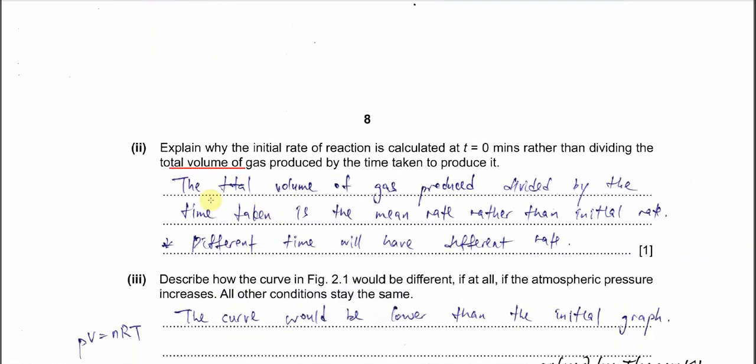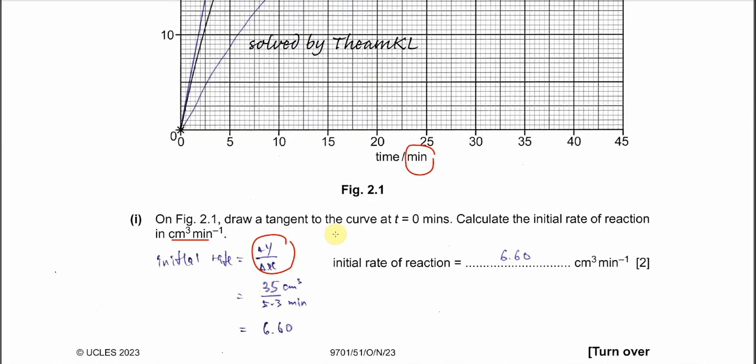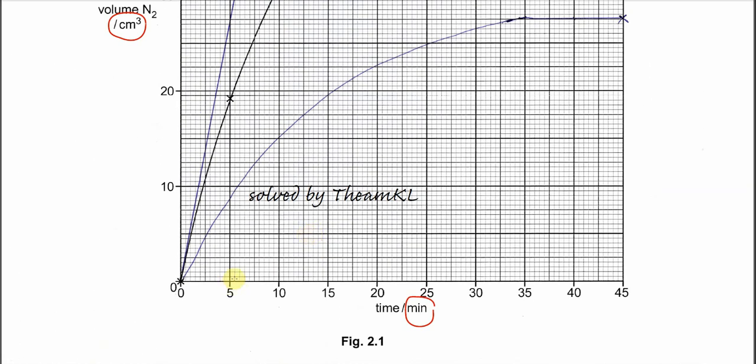So this is the answer from the mark scheme. The total volume of gas produced divided by the time taken is the mean rate. We don't want the mean rate. We want the initial rate, which is the fastest one. In another way, you can say that different times will have different rates. At 5 minutes, 10 minutes, 15 minutes, it's going to have different rates because the gradient is different.